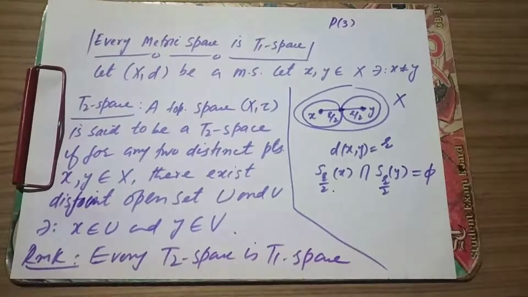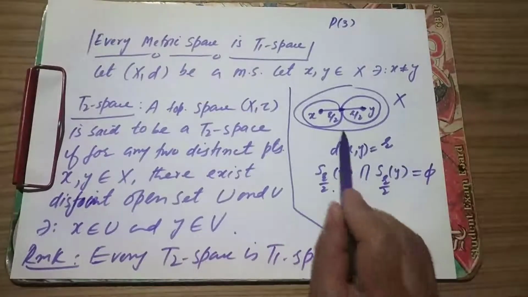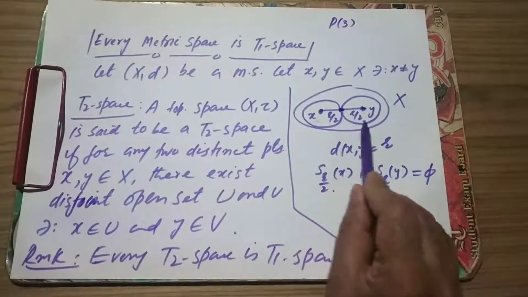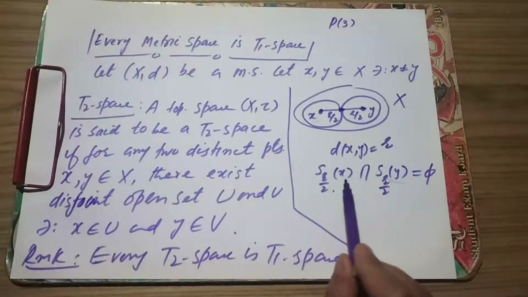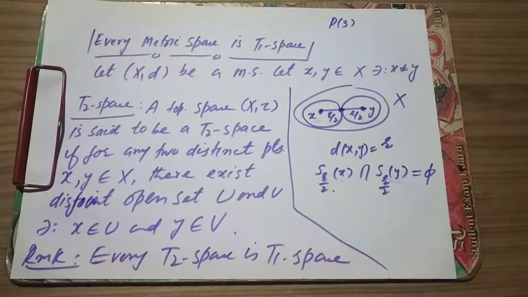And that is the example of T2 space, because for these two distinct points x and y, I have disjoint open sets, so that this open set contains the point x, and this one contains the point y. So that means every metric space is T2 space. That's the example of T2 space.